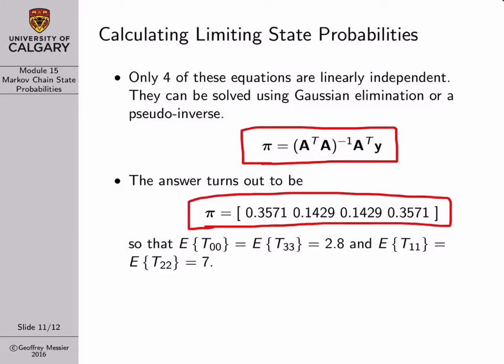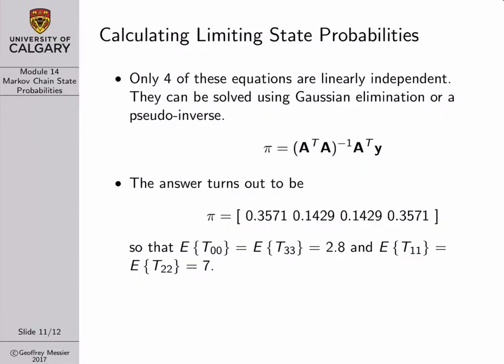And we can see that this limiting state probability vector is basically equal to the state probability vector that we had after 1,000 time steps that we showed a number of slides ago. So this is one way to check our work. We can also calculate the mean time for recurrence by taking the inverse of these probabilities. So the average time it takes to get back to the first and the last state after leaving it is 2.8 time steps, and the average time it takes to return to the intermediate states after leaving them is 7 time steps.